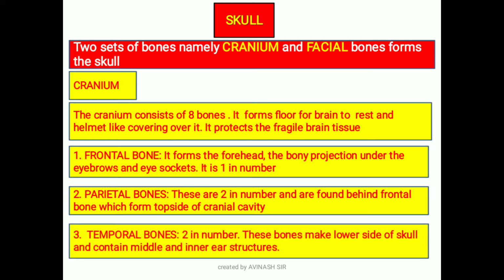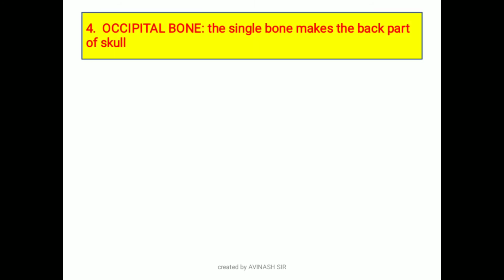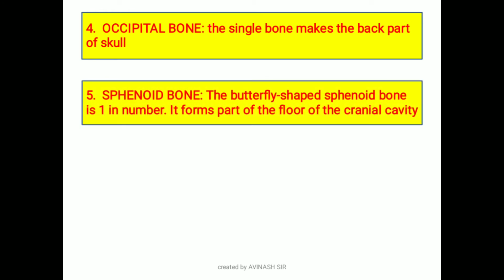Temporal bones. There are 2 in number. These bones make the lower side of the skull and contain middle and inner ear structures. Occipital bone. The single bone makes the back part of the skull. Sphenoid bone. The butterfly-shaped sphenoid bone is 1 in number. It forms part of the floor of the cranial cavity.